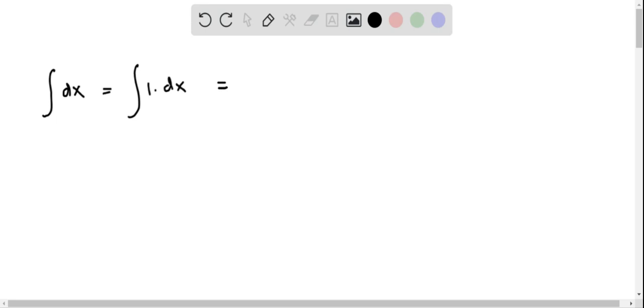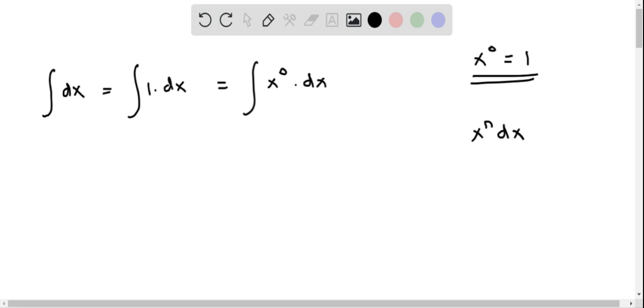In the next step, I'm going to write this 1 as x power 0 dot dx, because according to the exponent law, x raised to the power of 0 is 1. So you can write 1 as x power 0. Now we have to apply the power rule of integration. So let's revisit the power rule of integration.